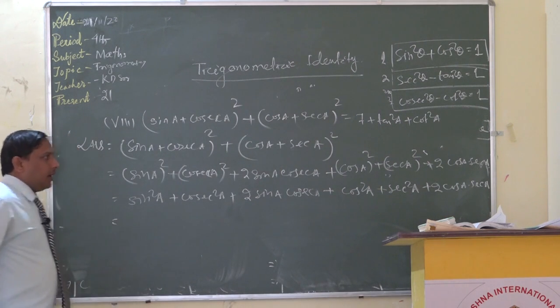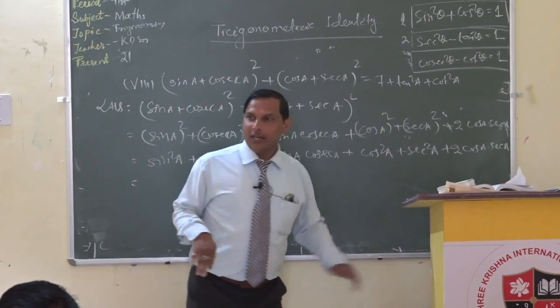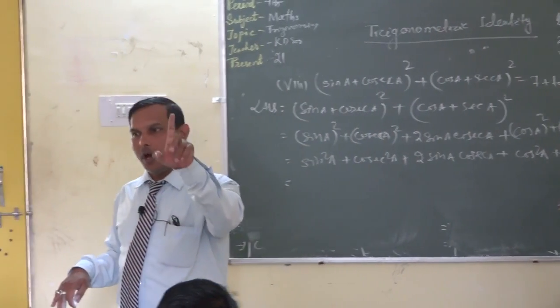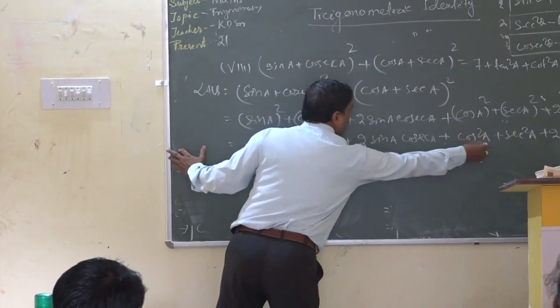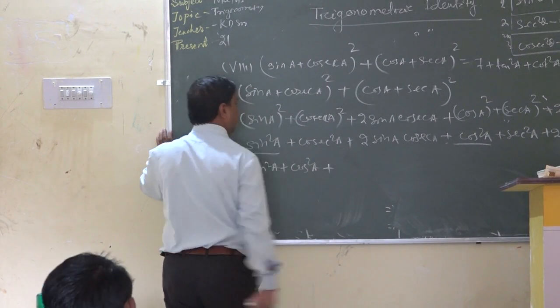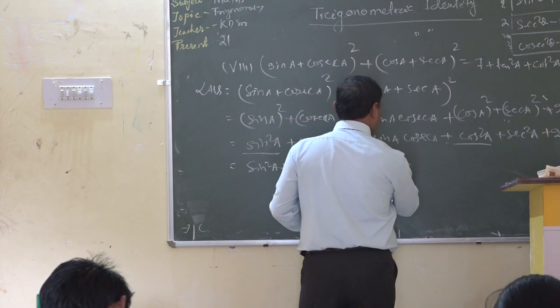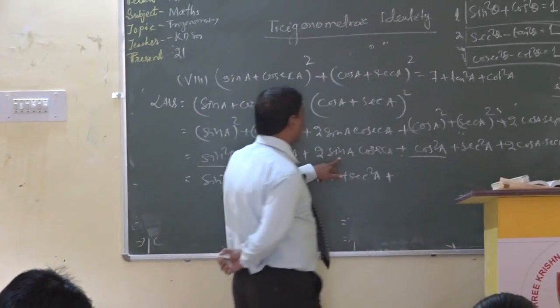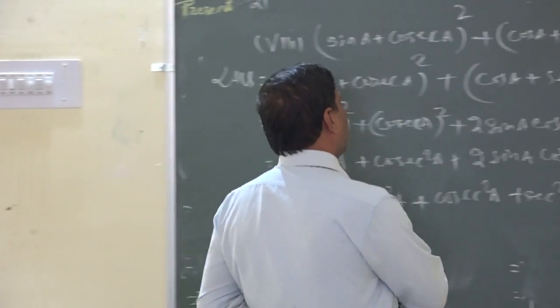Next, as per the identities we know, sin square A is here, cos square A is here. As you know, sin square A plus cos square A is equal to 1. We will apply that identity here first. That sin square A plus cos square A will be written together. Clear? Next, cosec square A plus sec square A plus 2 sin A into cosec A. I told you, sin A and cosec A are reciprocal to each other. Sin is p by h, cosec is h by p, just one by each other. So in place of cosec A we write what?